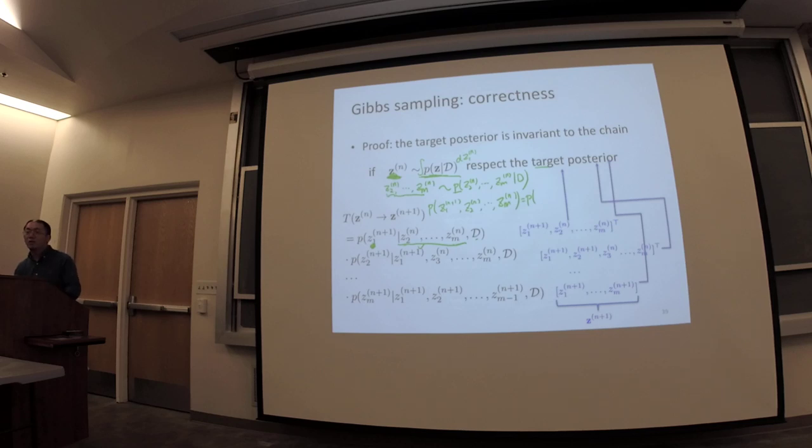It's actually the posterior distribution of Z1 plus 1, Z2, n, ..., Zm, n given D, right? Does it make sense? This is a true posterior with the first component marginalized off, and this is a conditional posterior of the first component given all the other components. So multiplying together, we will recover the full posterior, right? That means if you look at the joint distribution of your new component Z1 plus 1 and old components Z2 to Zm, they jointly follow the true posterior. That's the key observation.